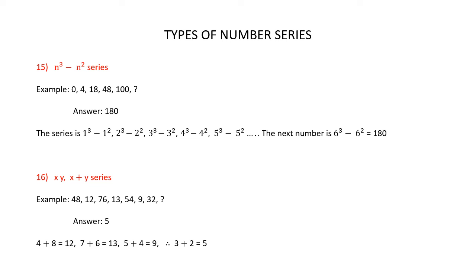Look at these numbers in the number series. The first number is 48. Now 4 plus 8 is 12. The next number is 76. 7 plus 6 is 13. The next number is 54. 5 plus 4 is 9. The next number is 32. So 3 plus 2 is 5. So the missing number is 5. Hope you understood the xy x plus y series.